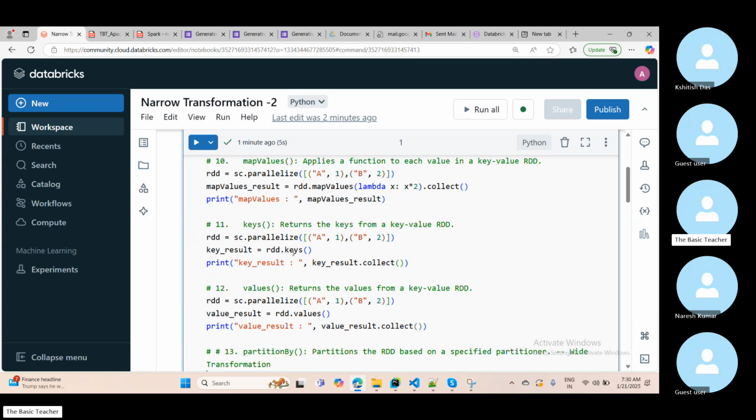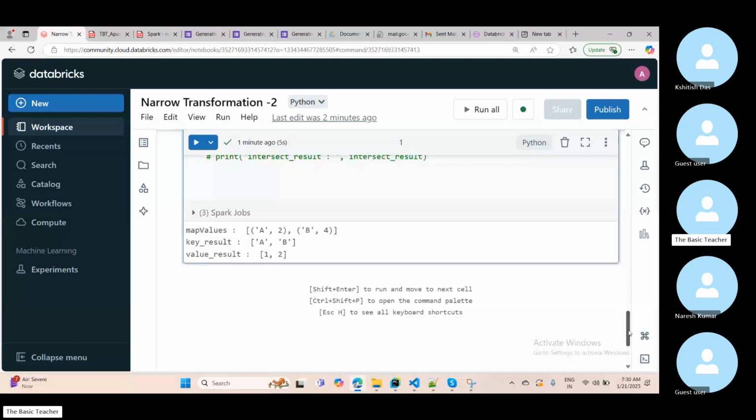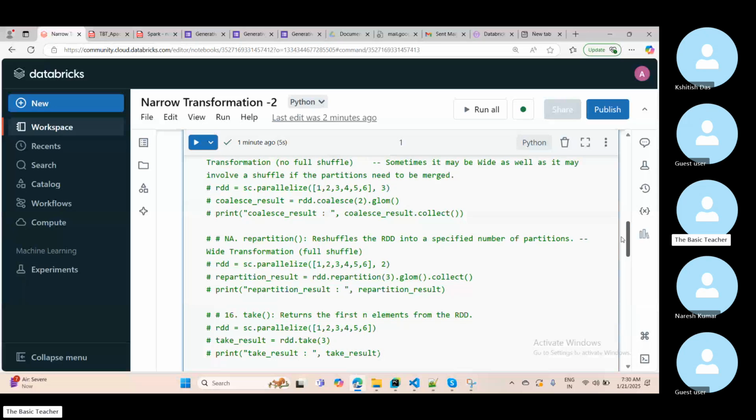In that case, you are having this transformation rdd.keys simply, nothing else. And for the values, rdd.values, that's it. If you run this, then for keys you get a and b and for values you get 1 and 2. If you see the output here, we have already run this. You can see the key result is A and B and the value result is 1 and 2. So this kind of requirement you will be doing with these transformations mapValues, keys and values.